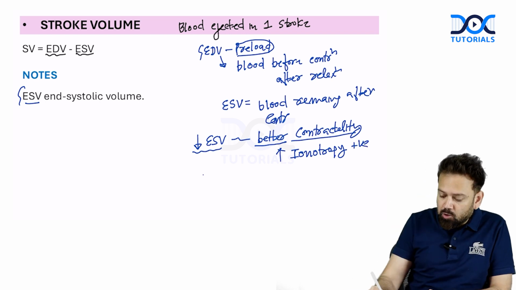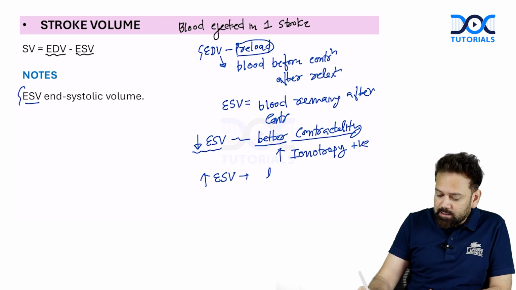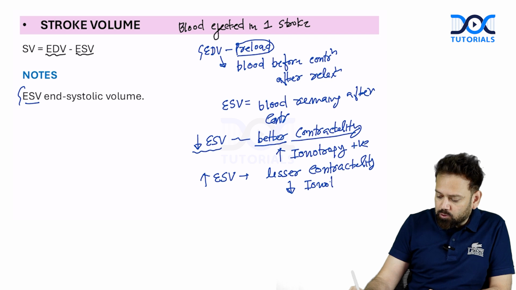On the other hand, more is the end systolic volume, lesser is the contractility, and lesser will be inotropy. Inotropic action will be negative.